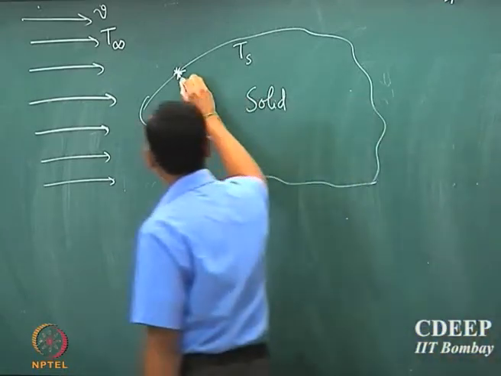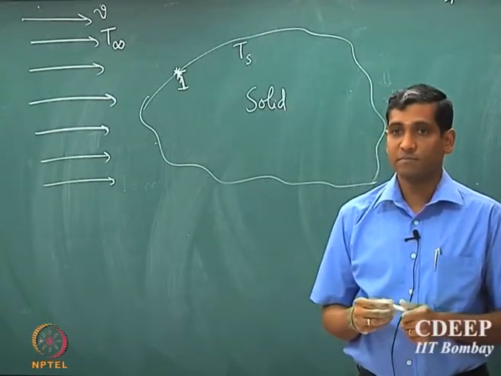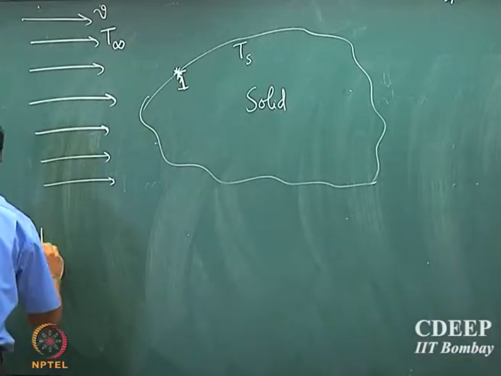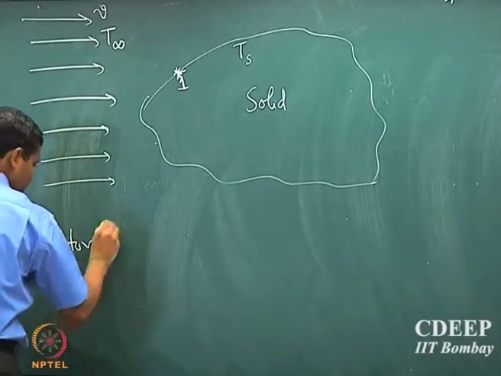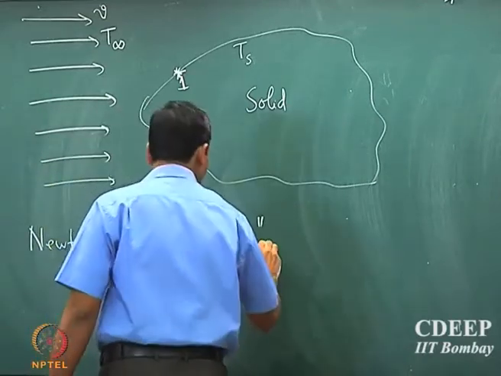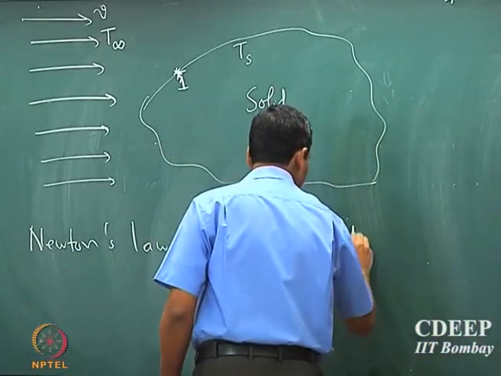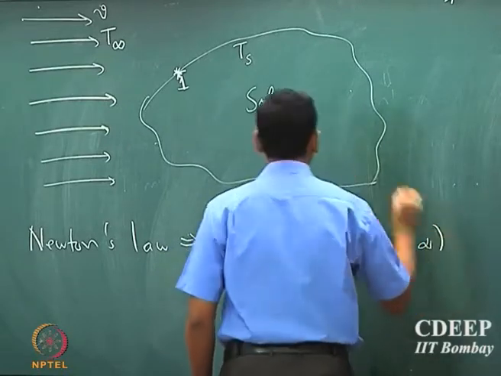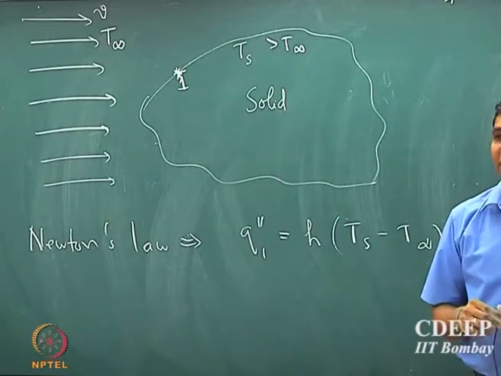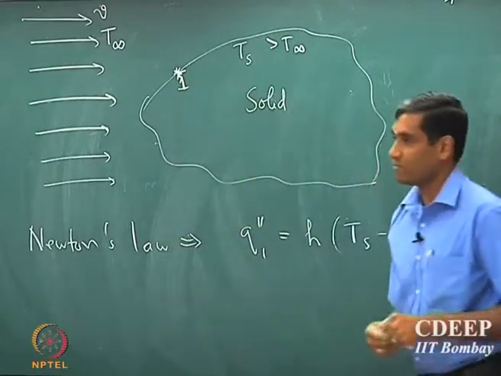Now let us say I look at the heat transport at a location, say location 1. What is the flux of heat transport? Newton's law of cooling will tell you that the flux of heat transport at location 1 would be given by the heat transport coefficient multiplied by the local temperature difference, if I assume that Ts is greater than T infinity. Okay. So that is the flux of heat that is transferred from the solid to the fluid at that location.